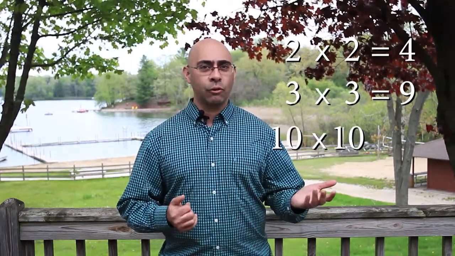Today we're going to go over squares and square roots. So when you square a number, all that basically means is you're finding a number and then multiplying it by itself. So for example, 2 times 2 is equal to 4, 3 times 3 is equal to 9, or if you did 10 times 10, that's equal to 100. That's called squaring a number.